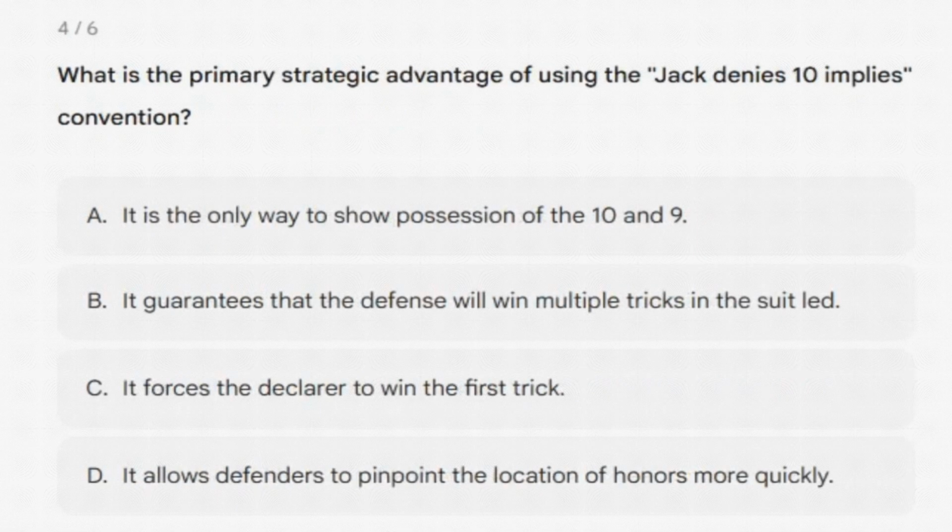Quiz 4. What is the primary strategic advantage of using the Jack denies 10 implies convention?